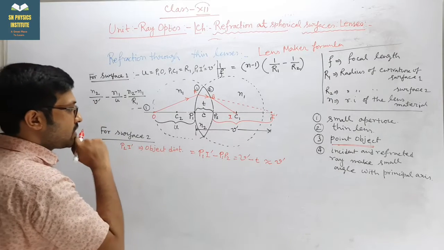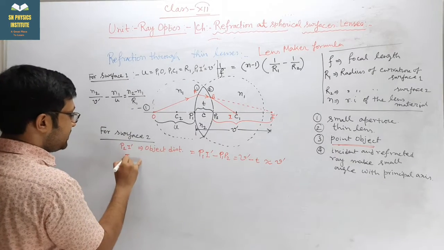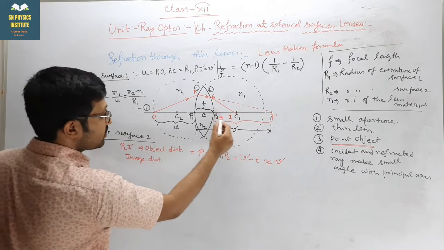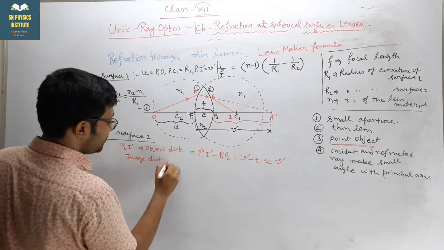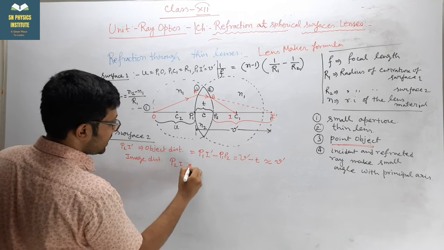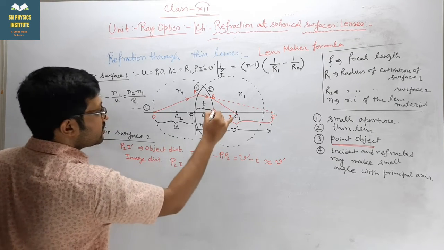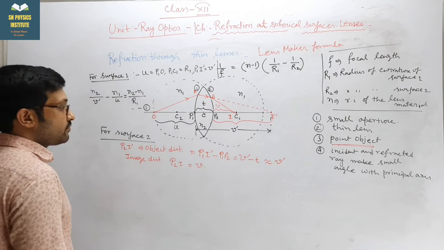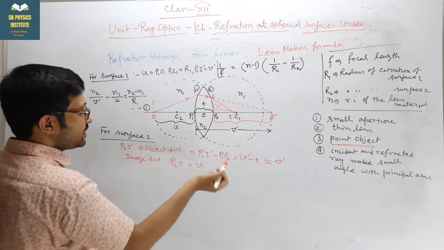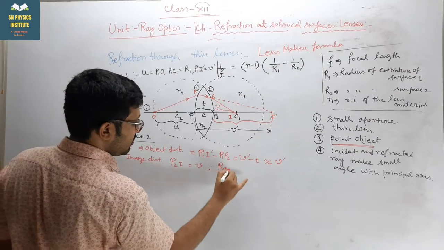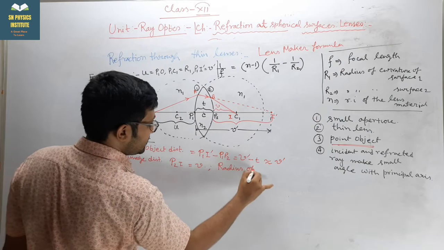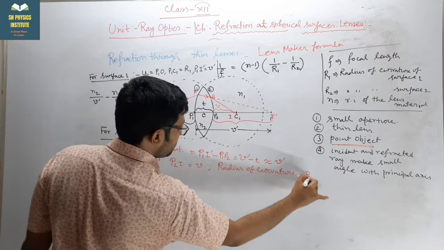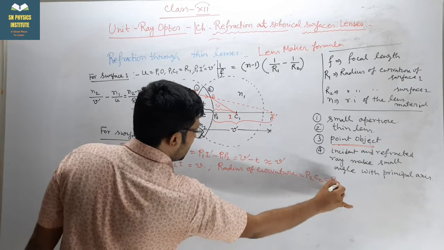And in the same way, the image distance for the second surface is P2I, and this is equal to v. And the radius of curvature is P2C2, which is equal to R2.